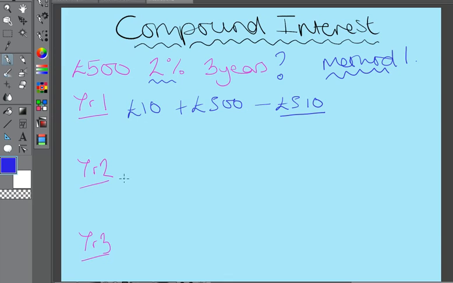Because our amount at the end of each year is going to change, which means our 2% on that amount is also going to change. So I'll show you what I mean. So year two, we're not starting off with £500. We're actually starting off with £510.